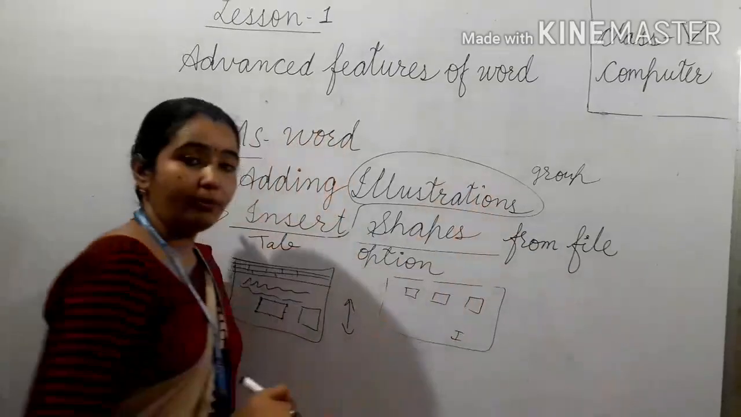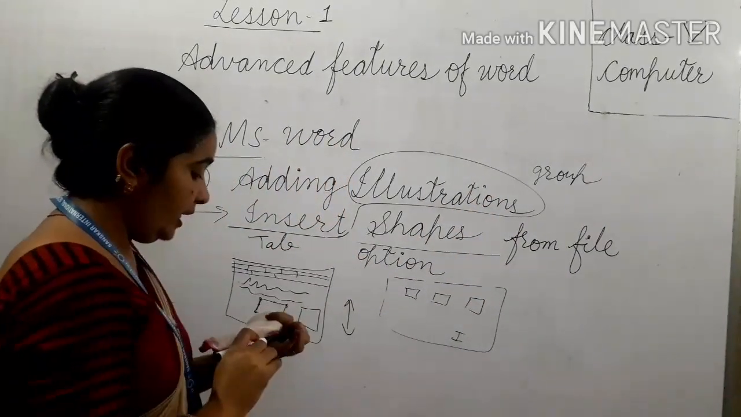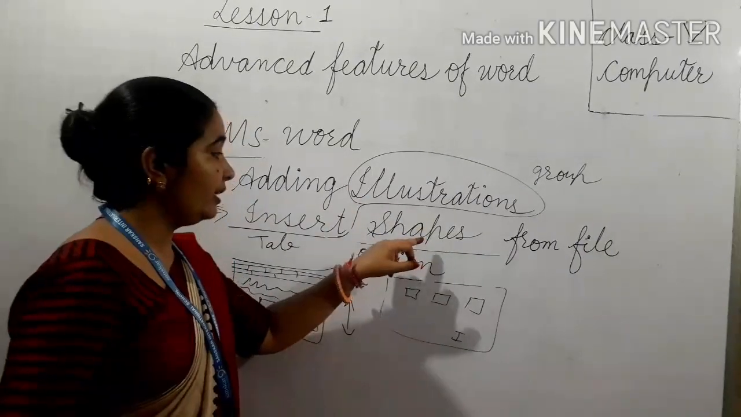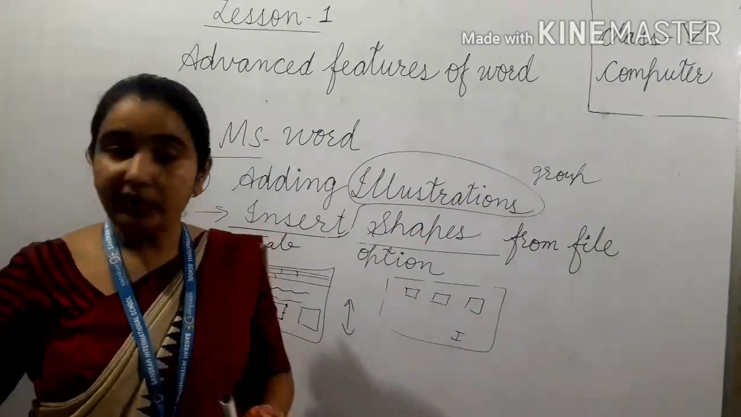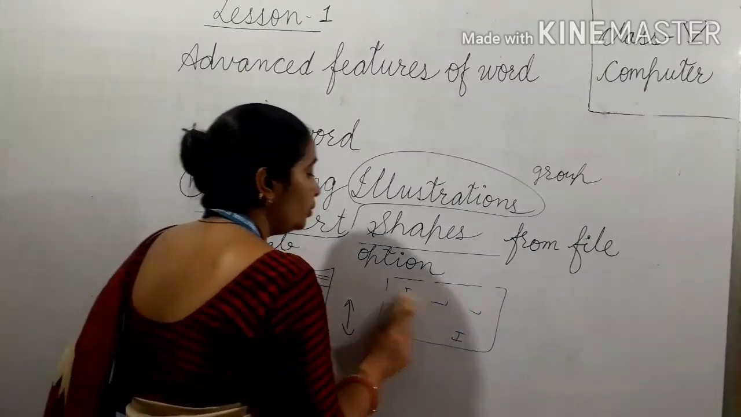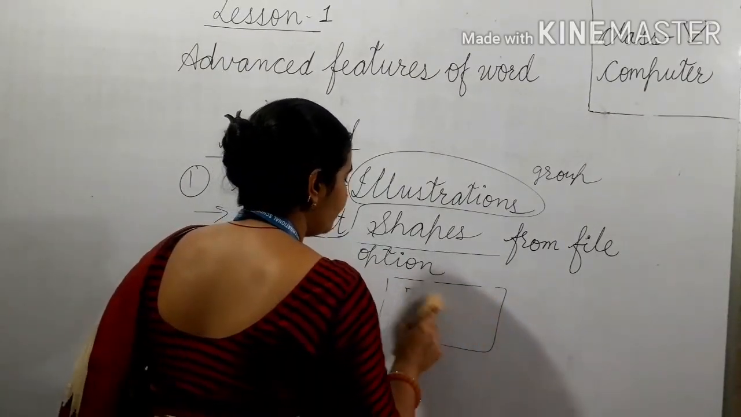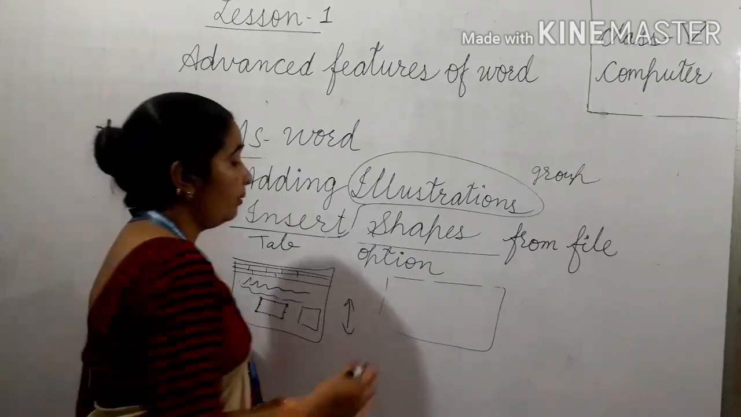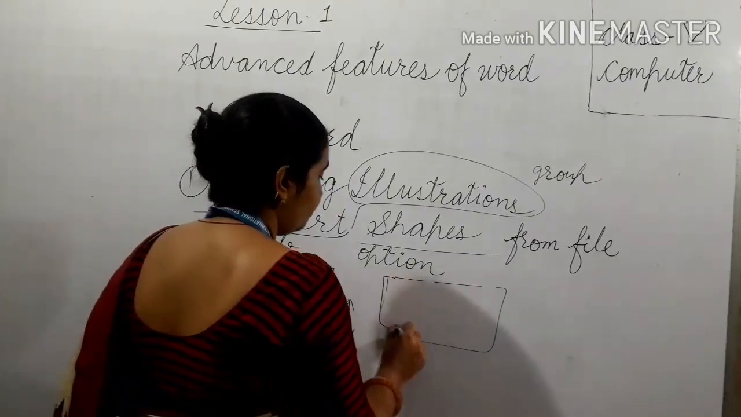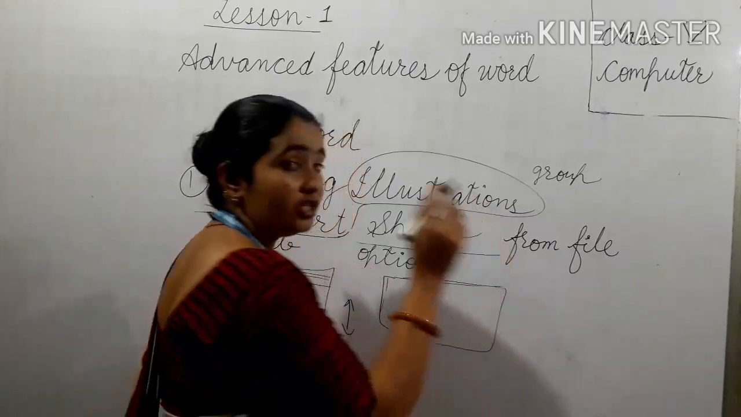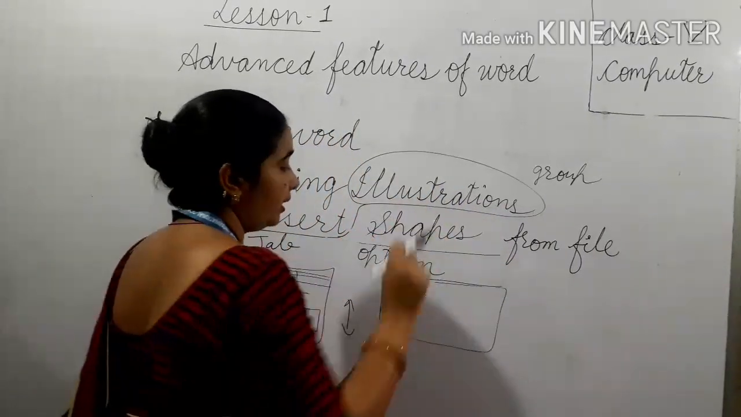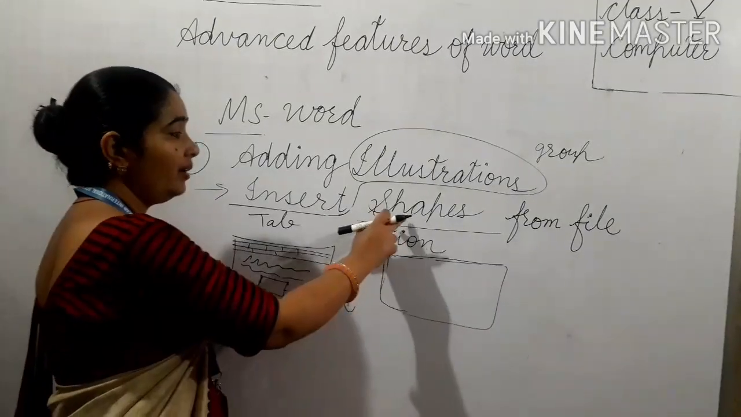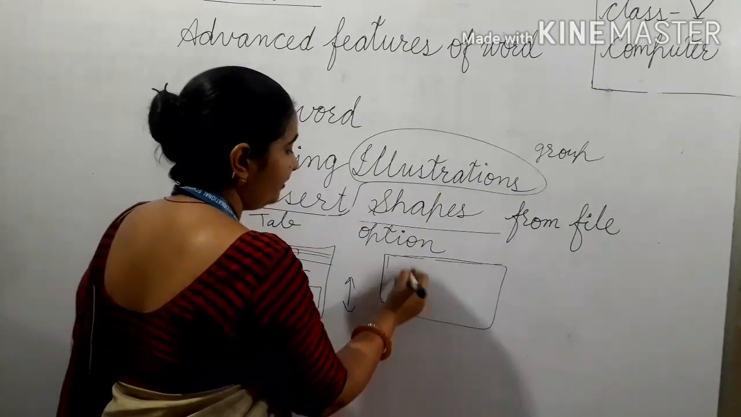Shapes option. Here you will click on shapes option. In the first one, you had clicked the picture option. Here you will click on the shape option. When you click on the shape option, you will get different types of shapes. The box in which there are a lot of shapes will appear. When you click on shapes, a lot of shapes will appear. Once you click on the shapes option, you will get different types of shapes.